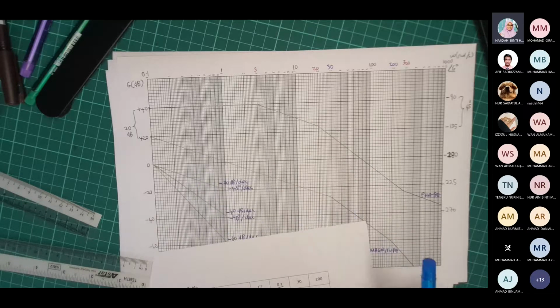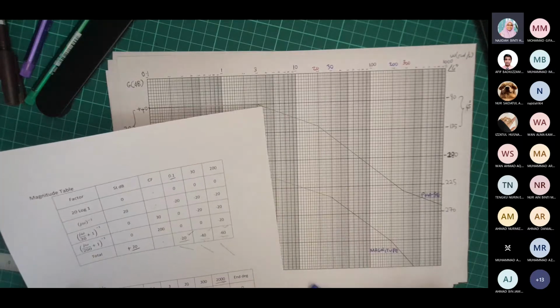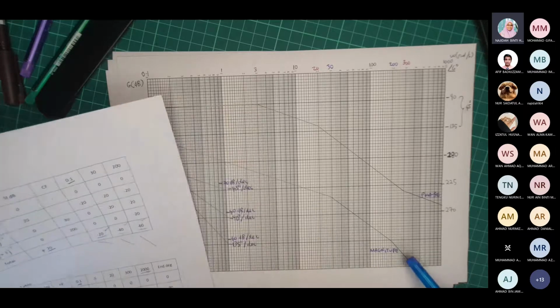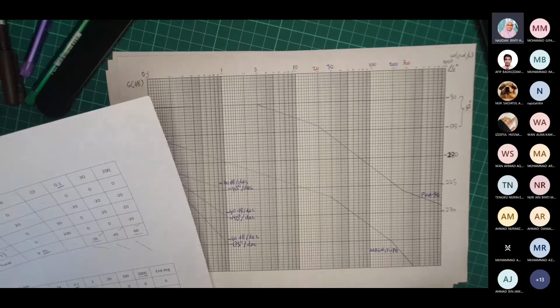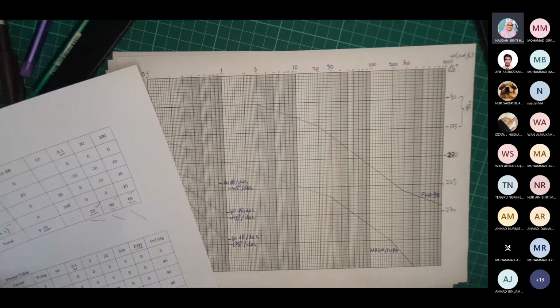No need to draw the phase plot for the compensated system, only the magnitude plot based on the magnitude table for the compensated system, where you already include ZC and PC. Okay, that is quite a challenging part because some students only have enough time until the design part of the compensator, and the excellent students always manage their time wisely. Then they can finish until plotting the magnitude plot for the compensated system, analyze the performance, and compare the performance between the compensated and uncompensated system. So get ready for that.